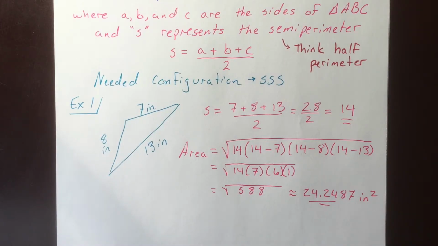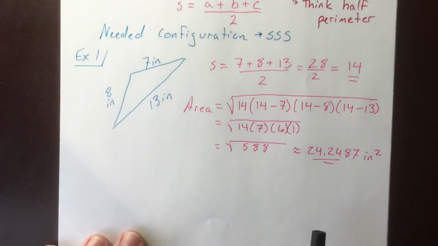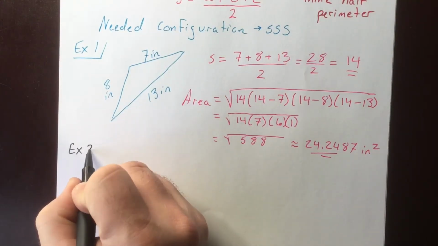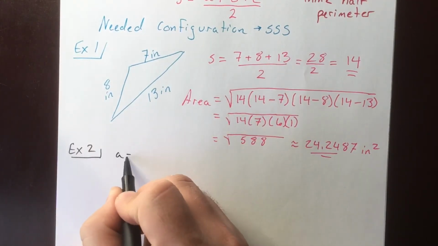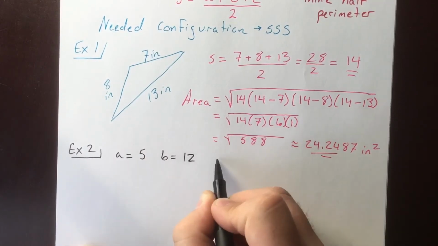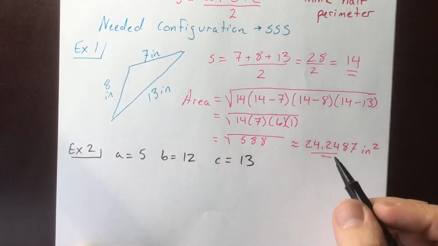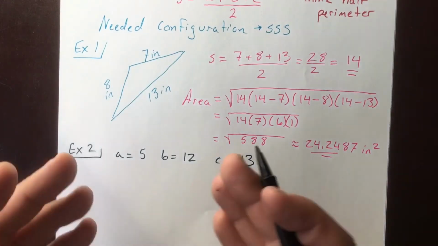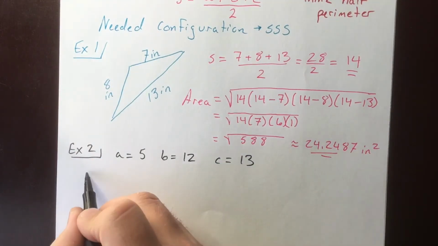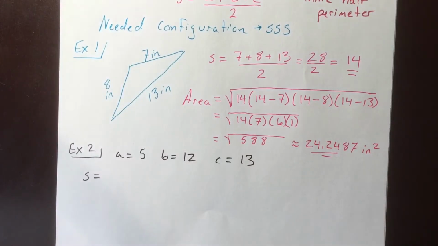So I'm going to leave you with this example to try. So let's imagine for a moment that we have length A to be 5, length B to be 12, and length C to be 13. Okay, so we don't even need a triangle for this type of formula. So semi-perimeter. Take a moment now to find that, and to continue on and find the area.